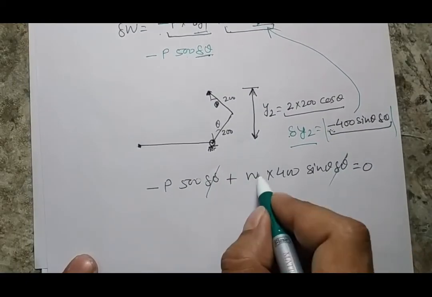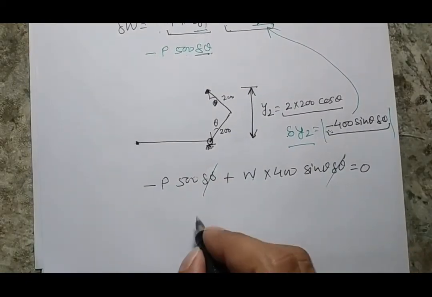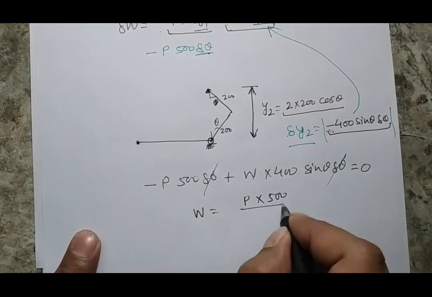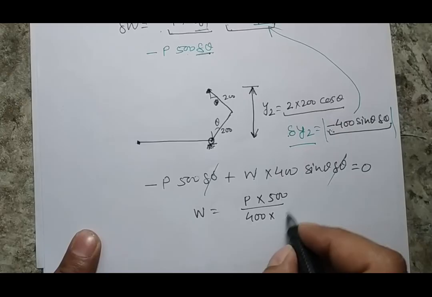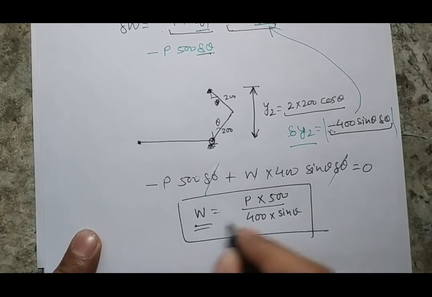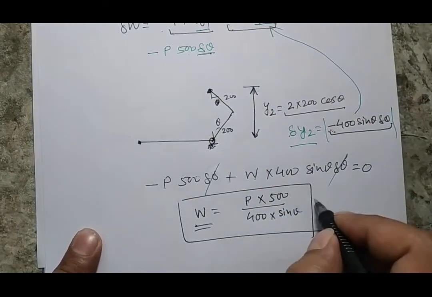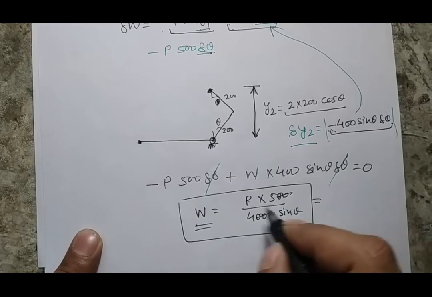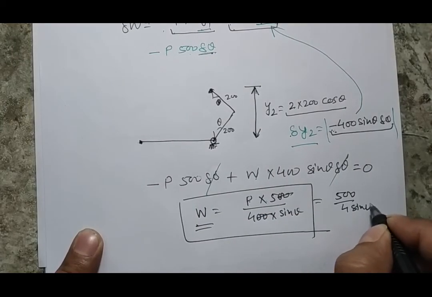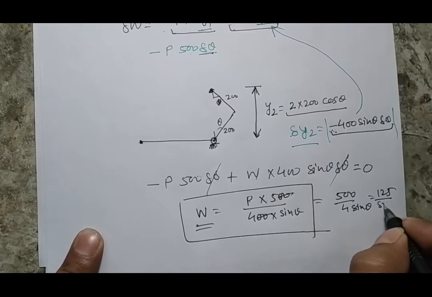So in this equation, if I am interested to find w, my w will be basically p into 500 by 400 into sine theta. This is the value of the unknown w, where p is given as 100. So ultimately this will be 500 by 4 sine theta, or 125 by sine theta.